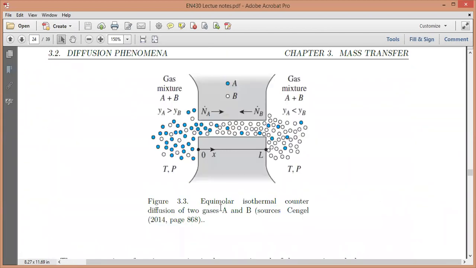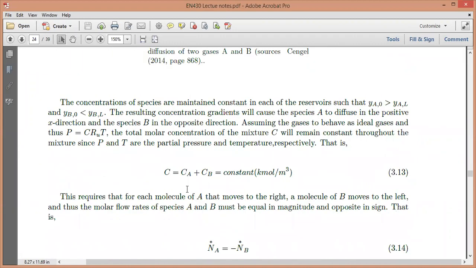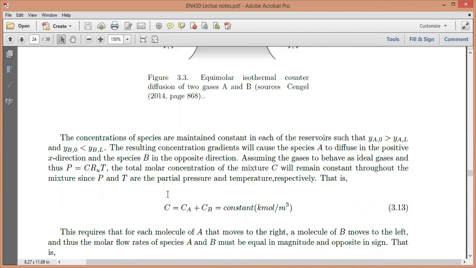Okay, so we move on. Coming to concentration also, the resulting concentration gradients will cause the species A to diffuse in the positive X direction and the species B in the opposite direction. Assuming the gases to behave as ideal gases, in the case of ideal gases, you have P equal to CRT. The total molar concentration of the mixture C will remain constant throughout the mixture, since P and T are constant, at the partial pressure and temperature respectively.